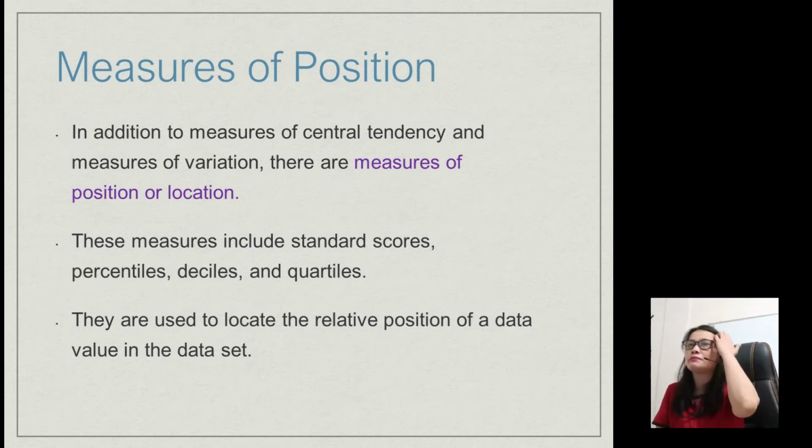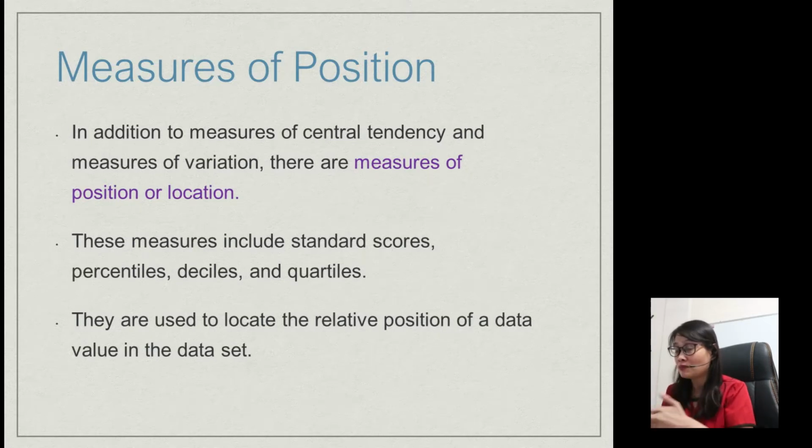Let's say, for example, you want to take an entrance exam in a certain university. They're using the percentile rank, right? They want to determine the top 25% of those examinees. So are you included in the top 25%? It depends on your score. That's why they're using measures of position. They need to rank your score to see if you belong to the top 25% of the examinees, because some universities usually get only the top 25%.